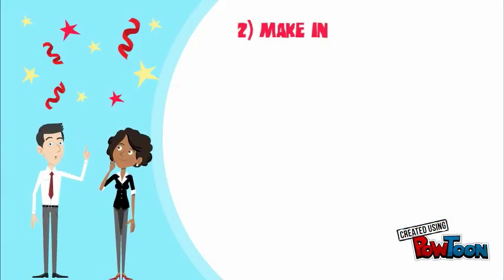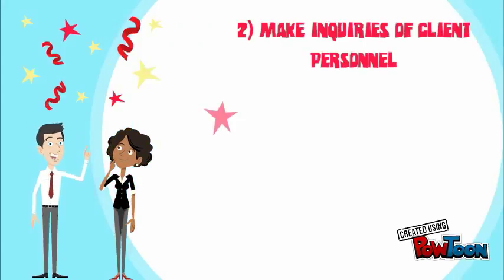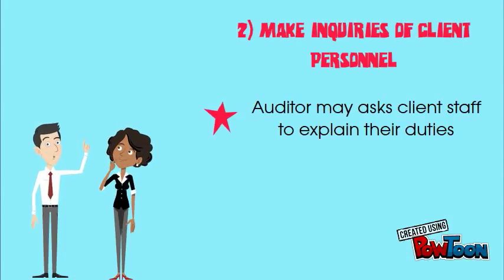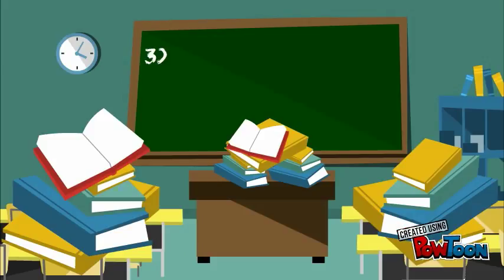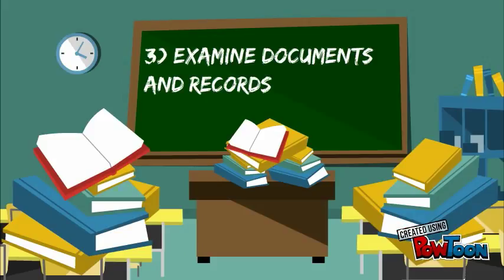Second, make inquiries of client personnel. Auditors may ask client staff to explain their duties and ask for any information about the client's business. Third, examine documents and records. By examining completed documents, auditors can evaluate whether the information described in the flowchart or narrative has been implemented.